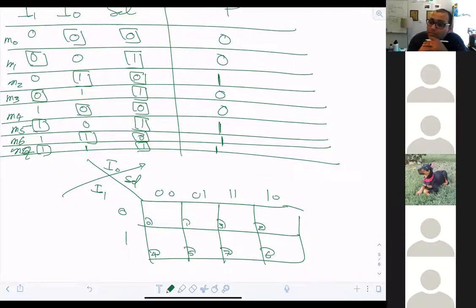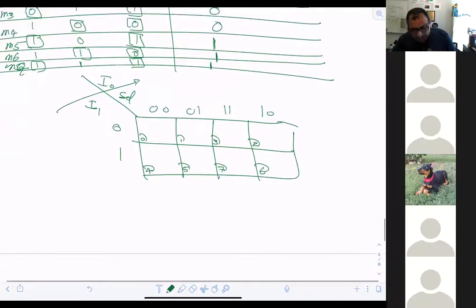Professor, so the select has to be the least significant bit always? Does the select have to be the least significant bit always? Doesn't matter. I'm going to show it to you now in a different way, okay? Okay, sure. Thank you.